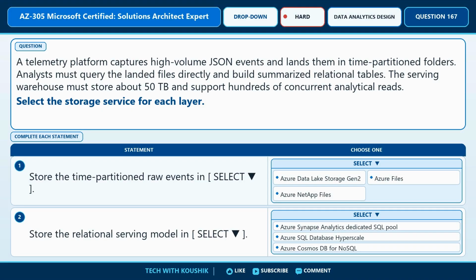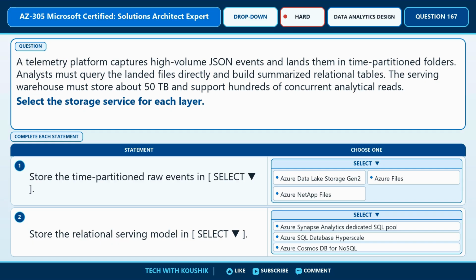Question number 167. Review the situation. A telemetry platform captures high-volume JSON events and lands them in time-partitioned folders. Analysts must query the landed files directly and build summarized relational tables. The serving warehouse must store about 50 terabytes and support hundreds of concurrent analytical reads. Select the storage service for each layer. Select the value that correctly completes each statement.